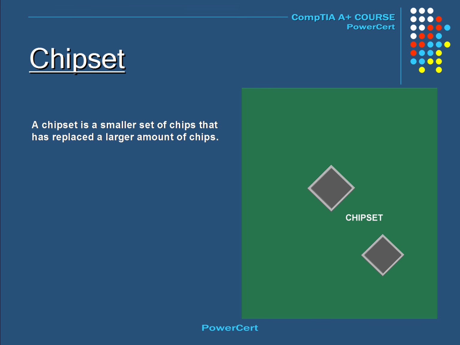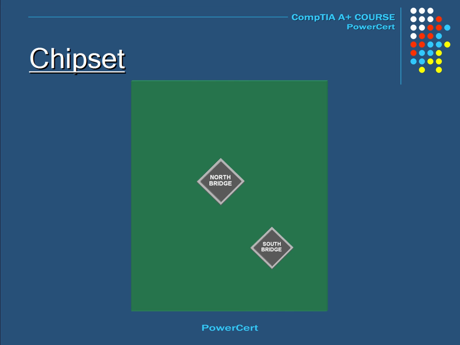And the chipset's job is to control data flow between the CPU, the peripherals, bus slots, and memory. So all of the different parts of the computer communicate with the CPU through the chipset. The chipset basically consists of two chips. One is called the North Bridge, and the other is called the South Bridge.